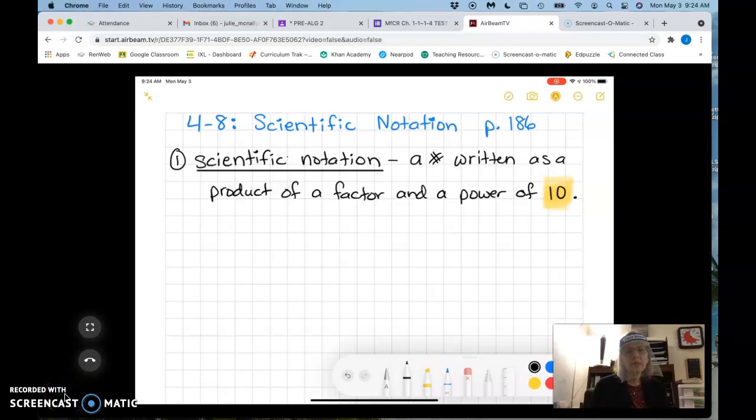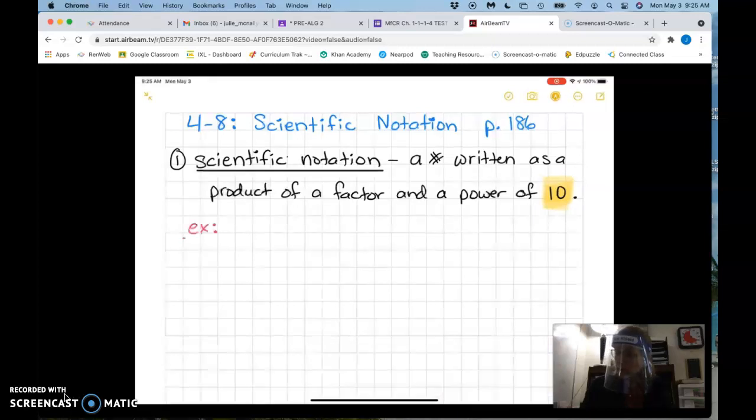All right, today we are starting scientific notation, and the definition for scientific notation is a number written as a product of a factor and a power of 10. And so we're going to look at some examples of that right now.